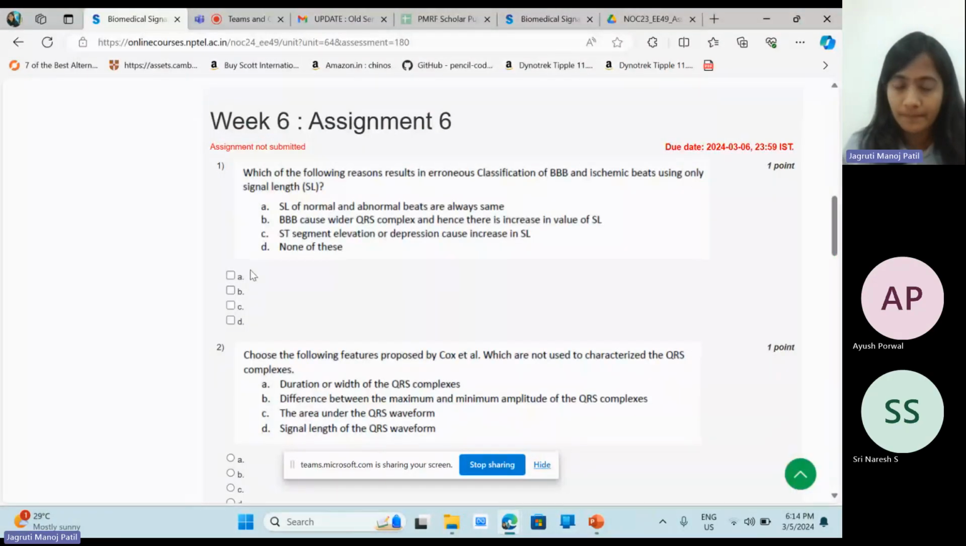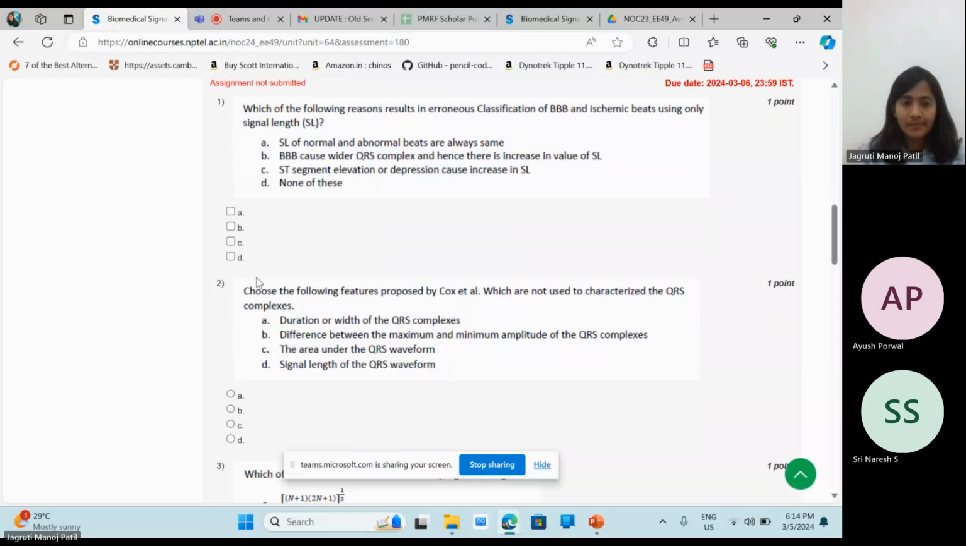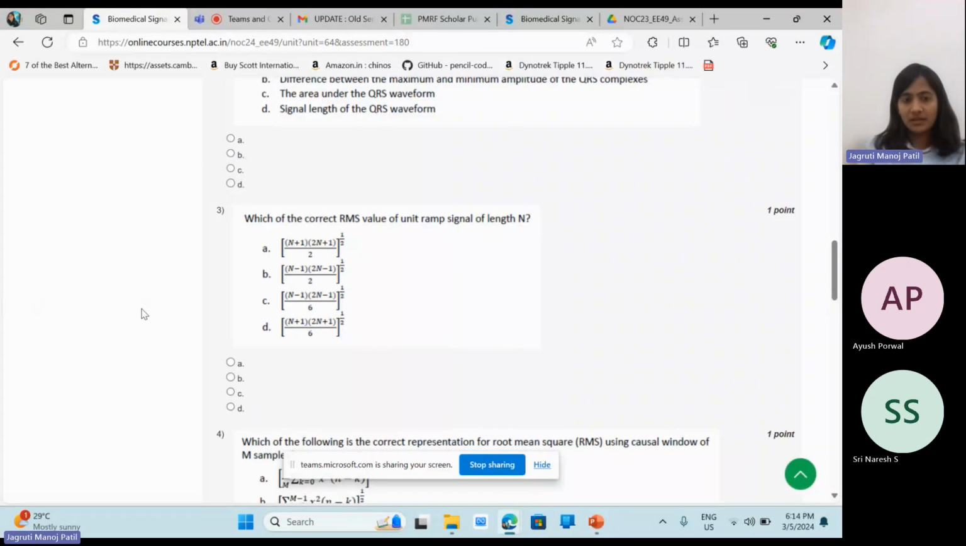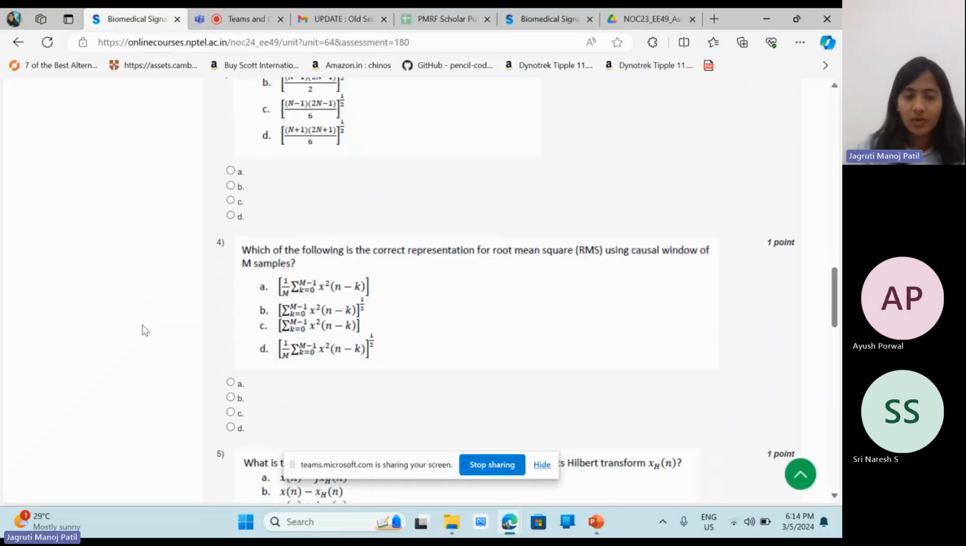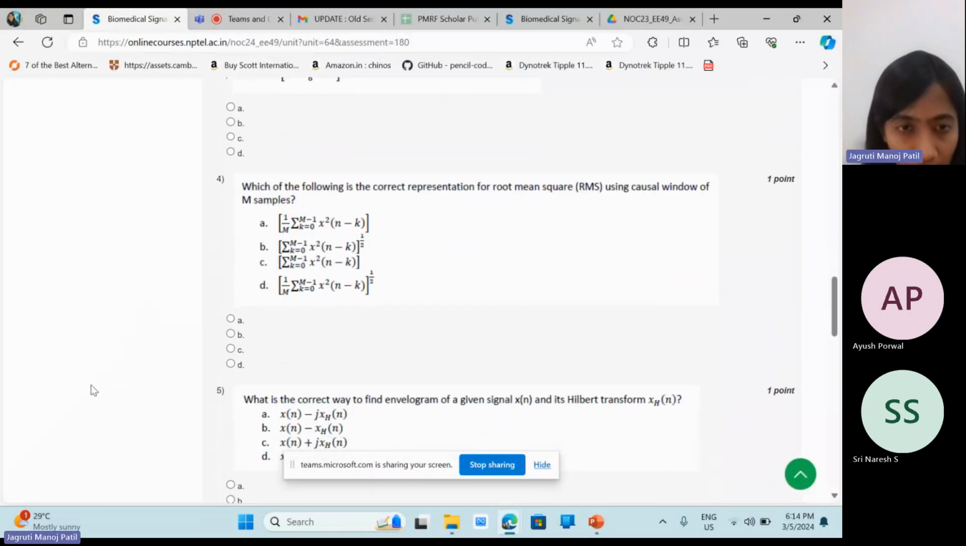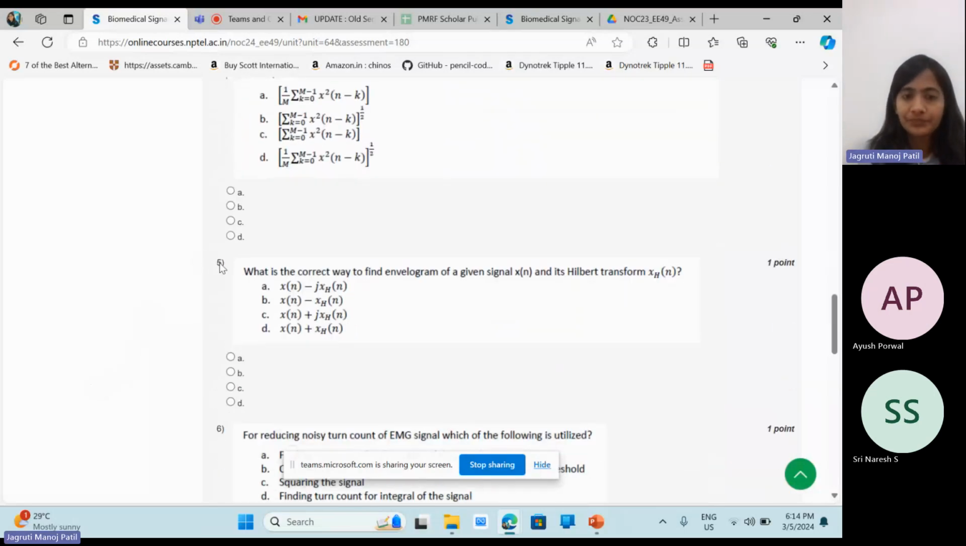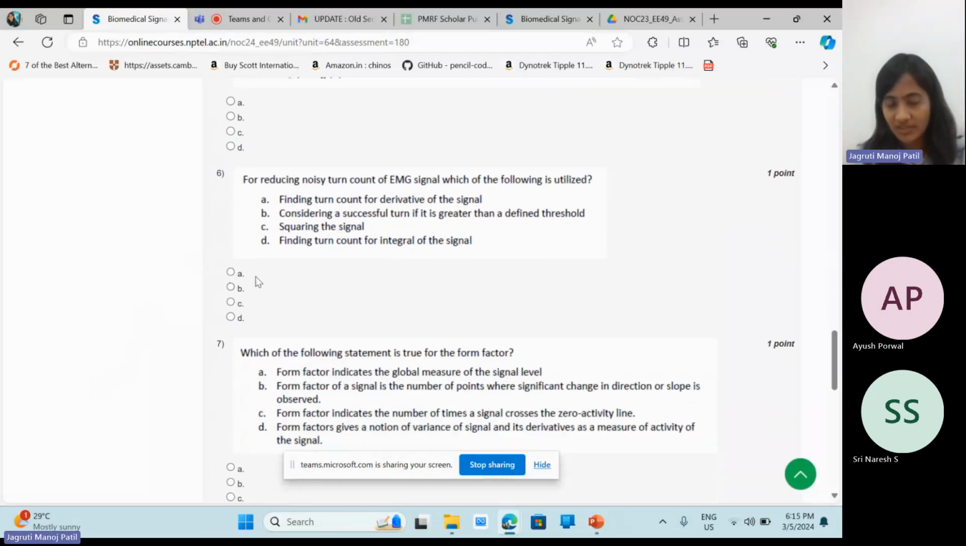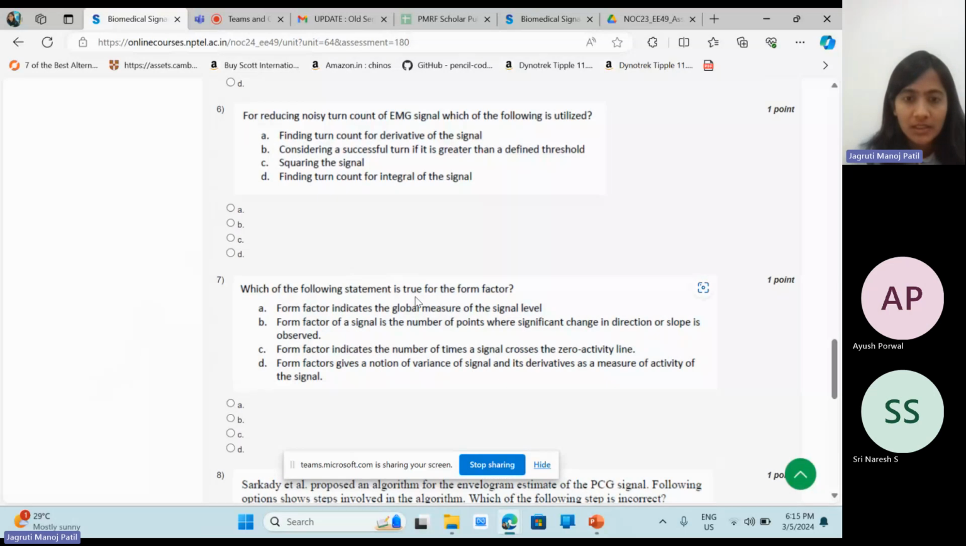I can share my screen if you want to have a look at the assignment questions. Here, I hope it's visible. Just to characterize the signal, RMS value of a ramp signal for a causal signal. You can even have an option over the limits also. Envelope and the Hilbert transform. Count of noisy EMG signal. It's again in the slides. Form factor.